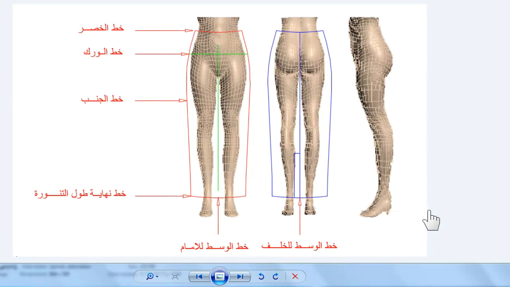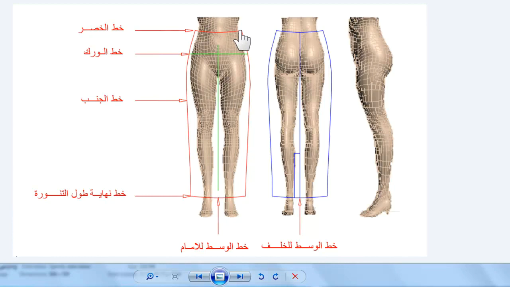Now this drawing shows the bottom side of the body, the front part, the back side, and the side in 3D, and it shows the position of the skirt on the body.